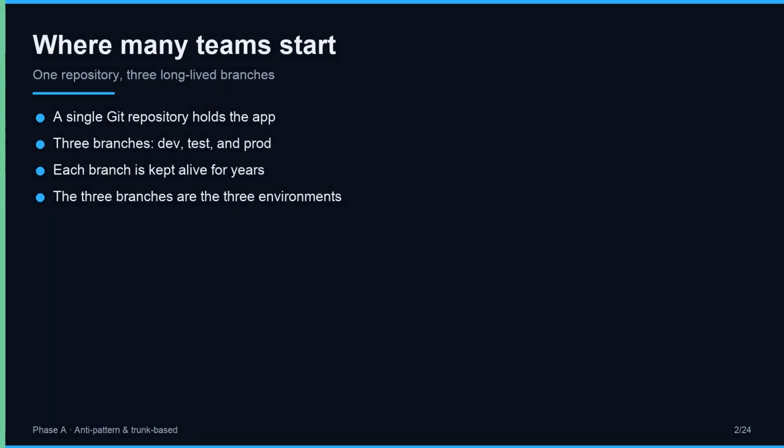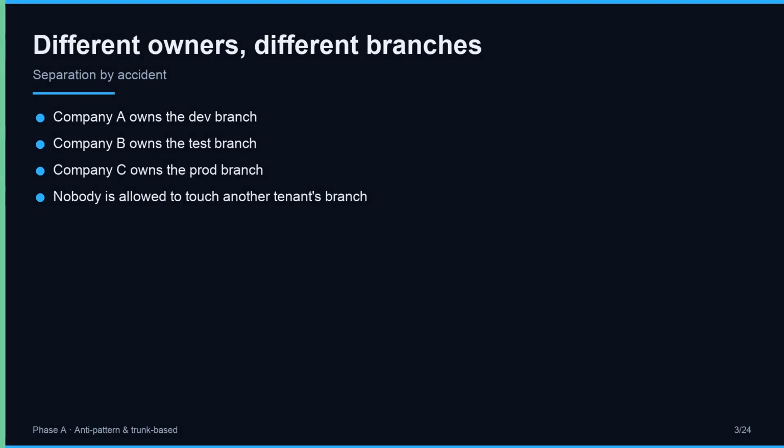Here is where a lot of teams start. One Git repository holds the application. Inside it, 3 branches: dev, test, and prod. Each branch is kept alive, not for days, but for years. The 3 branches literally become the 3 environments. It feels tidy at first. Every environment has its own place. What could go wrong?